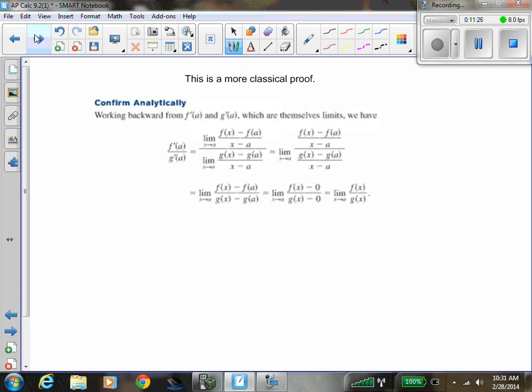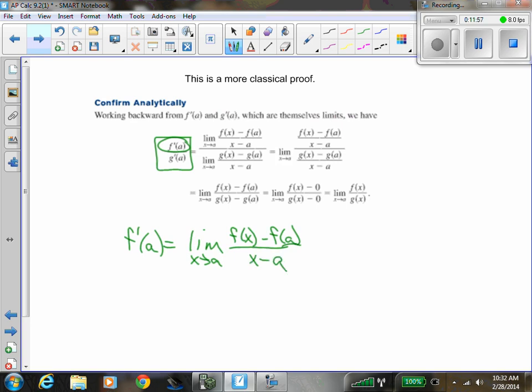Now, there is another argument for it that's a more classical kind of proof. If you're going to do the classical proof, you want to show that it's f prime of A over g prime of A. So we would just start with this and then apply the definition of f prime of A, remember, is this. It's equal to the limit as x approaches A of f of x minus f of A over x minus A. So what they've done up here is they just put that expression in place of this. Now, if we had g prime of A, then it would be this.